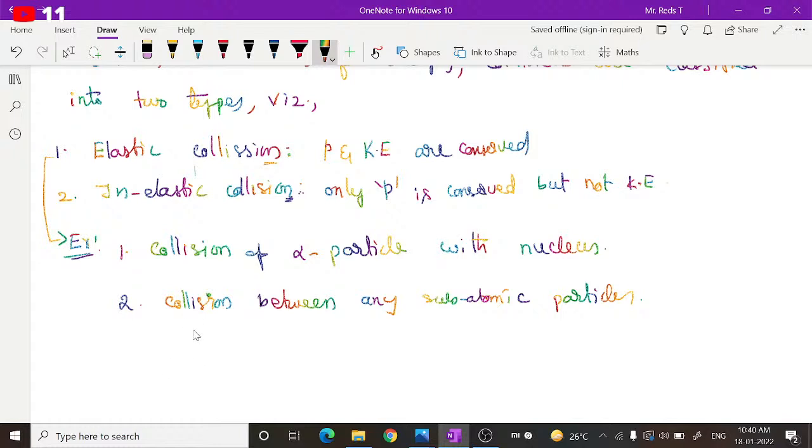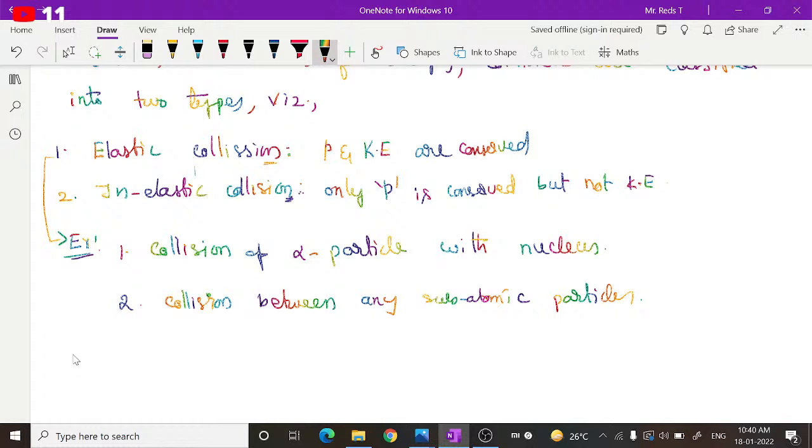Usually in day-to-day, practical life, almost all collisions are inelastic only. Elastic collisions can be observed only under ideal conditions. So in everyday life, energy may convert from one form to another during a collision.